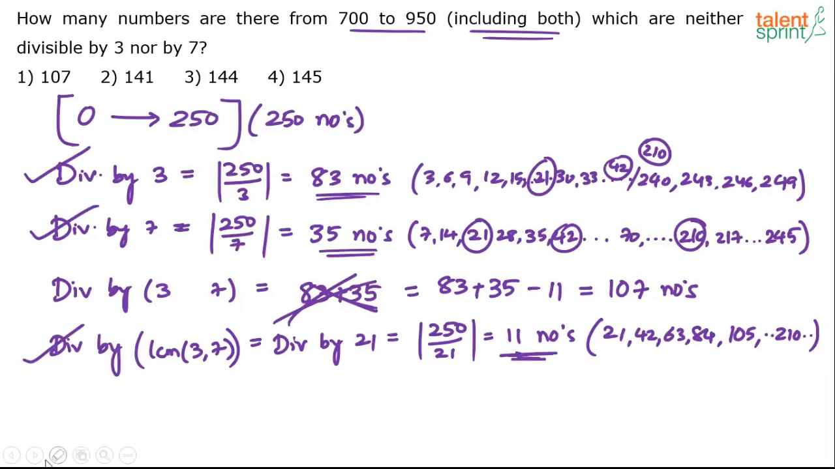Numbers divisible by 3 or 7. You're getting it? Numbers which are divisible by 3 or 7. So you cannot say 83 plus 35. It is 83 plus 35 minus 11: 107 numbers. 107 numbers are divisible by 3 or 7.